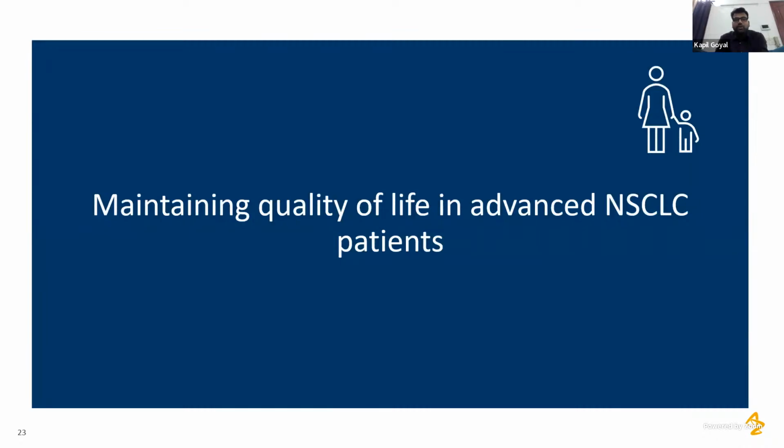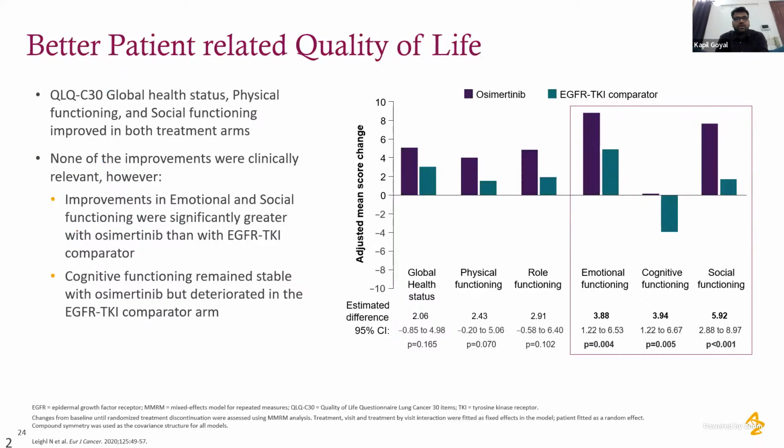Coming to the next topic, that is maintaining quality of life in advanced NSCLC patients. So, better patient-related quality of life. On the QLQ-C30, global health status, physical functioning and social functioning improved in both treatment arms. None of the improvements were clinically relevant, however, improvement in emotional and social functioning was significantly greater with osimertinib than with the EGFR TKI comparator arm. Cognitive functioning remained stable with osimertinib, but it deteriorated in the EGFR TKI comparator arm. If we look at this picture, in the osimertinib arm the global health status, physical functioning, and role functioning, everything improved, while in the EGFR TKI arm, cognitive functioning actually declined.